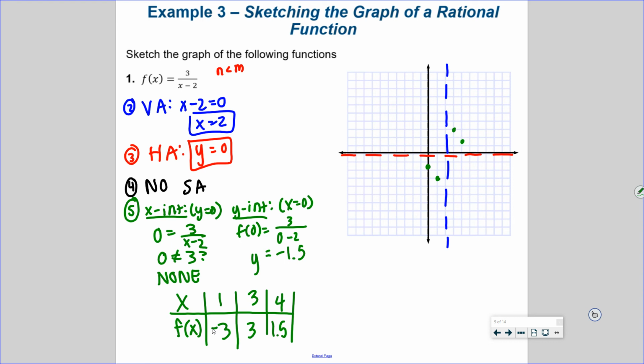And that's really enough information because I can connect my dots in a curvy fashion. I know vertical asymptotes go up to positive infinity or negative infinity, which is what it's doing on the left. And then they also approach my horizontal asymptotes as x goes off to infinity and as x goes off to negative infinity.